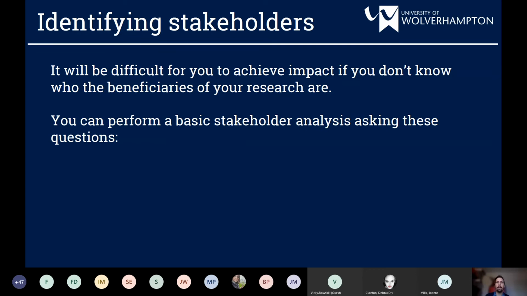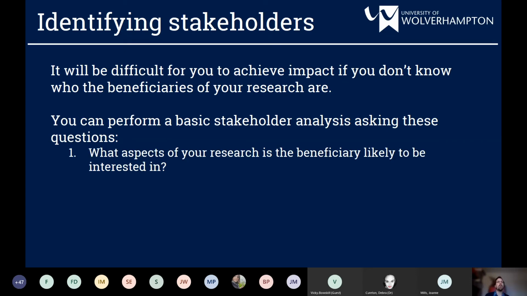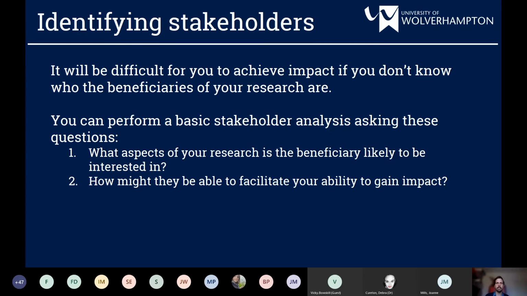So you can perform a basic stakeholder beneficiary analysis, just asking a few very simple questions. What aspects of your research is the beneficiary likely to be interested in? So you've thought of a beneficiary, there are specific aspects of your research they're going to be interested in, or they're going to be interested in the whole amount. What you need to think about is, do I need to evolve my research slightly for that beneficiary to be more interested? How might I change things? How might they be able to facilitate your ability to gain impact?